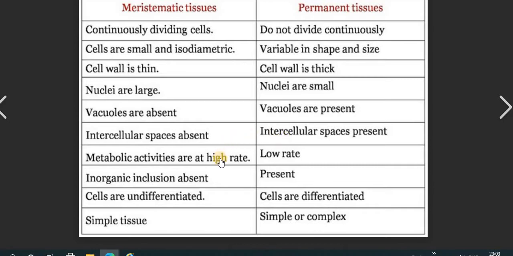The metabolic activity rate is high, whereas in permanent tissue it is low. Inorganic inclusion is absent, whereas in permanent tissue it is present. The cells are undifferentiated, whereas in permanent tissue all the cells are differentiated. And it is a simple kind of tissue, whereas permanent tissue is simple or complex. Let's see the next question. If this kind of difference is asked for 2 marks, then you have to write a minimum of 4 points. Then you can easily get the 2 marks.